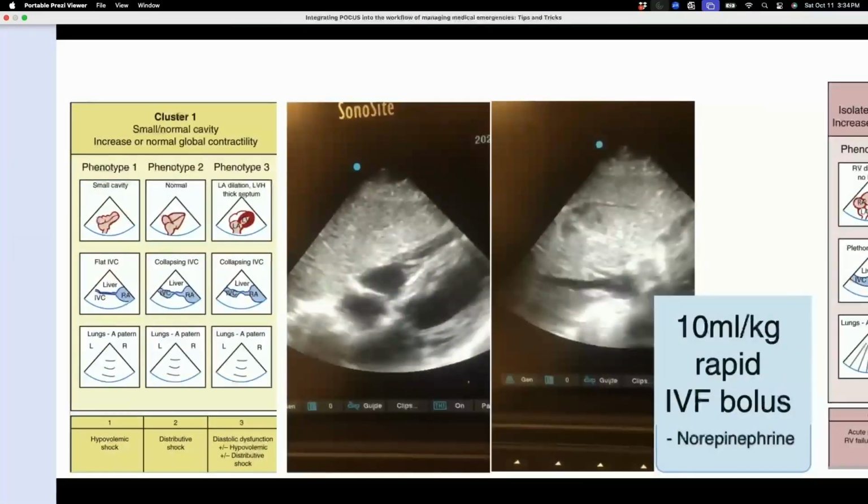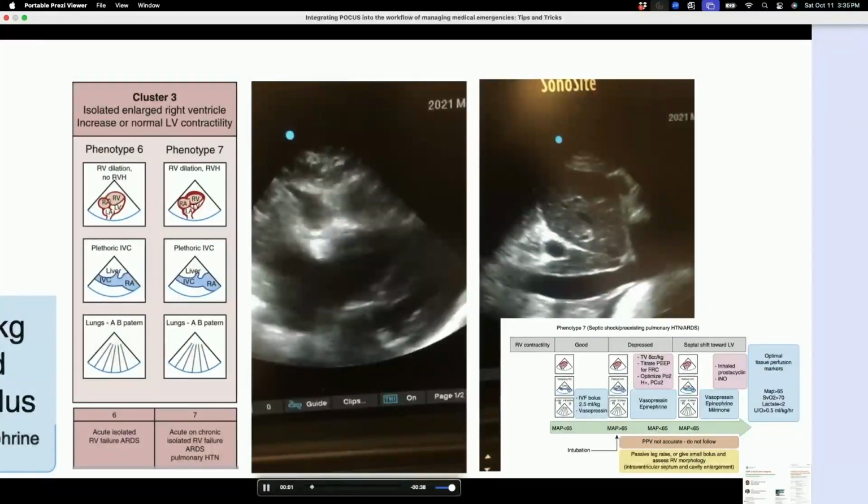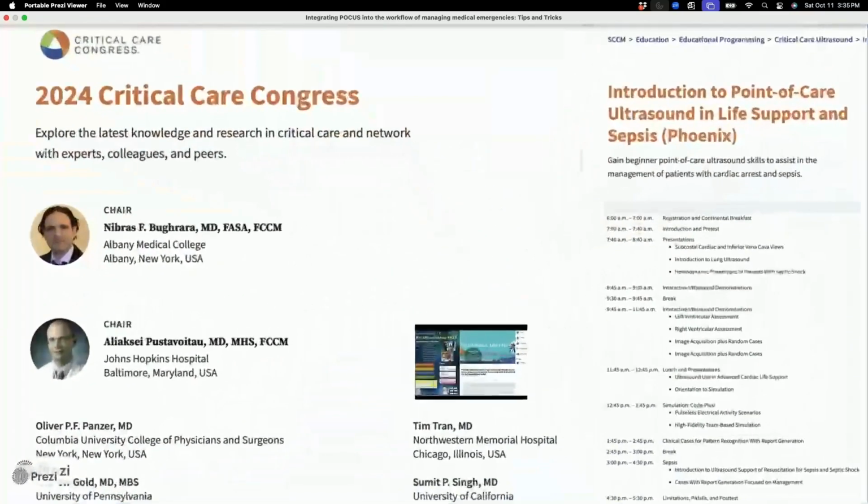And then we do the virtual rounds where every day they will send me the images. These are real cases. Through WhatsApp, they send a case, and I reply: this patient has small ventricles with a flat IVC, so we gave fluid and norepinephrine. This patient has a large RV compared to the LV with a plethoric IVC, and these are the management cards. So we were able to do virtual rounds and help them manage their patients.